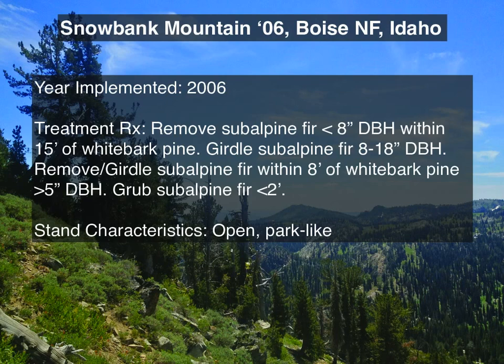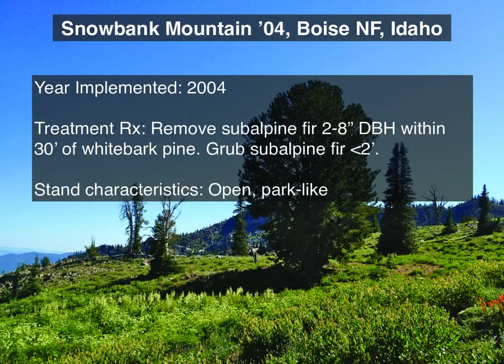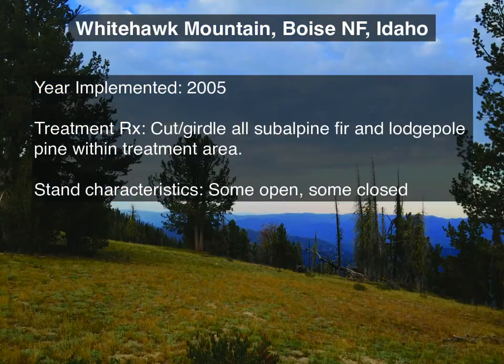Snowbank Mountain, this is in Idaho. This is more of a daylighting type treatment, so within a radius of whitebark pine, it removed other species. And that was an open park-like type stand, so it wasn't nearly as dense to begin with as the Granite Butte. And this is on the same mountain, but it's a different treatment implemented 2 years before the other one. And this is a very similar thing where it's essentially a daylighting, but also a very open park-like stand.